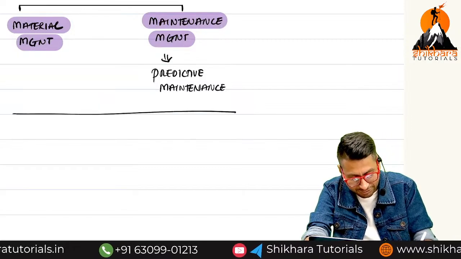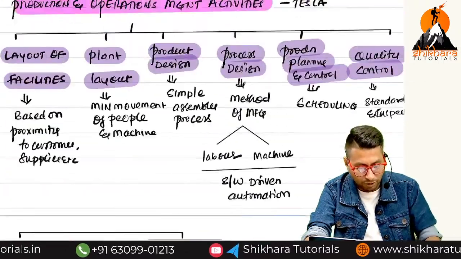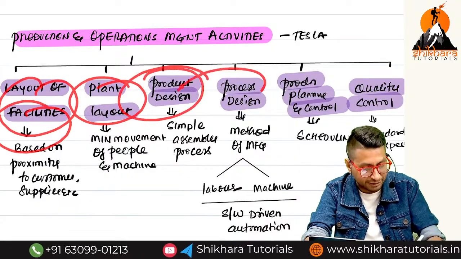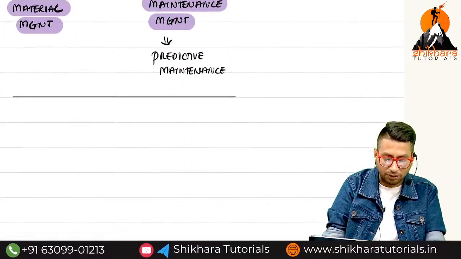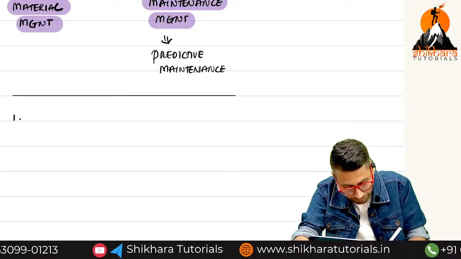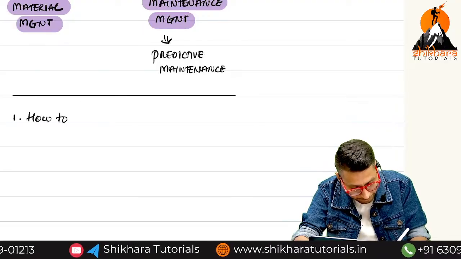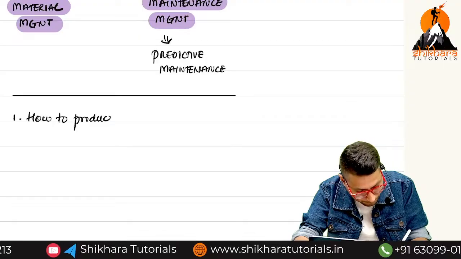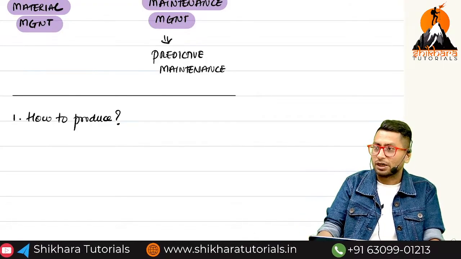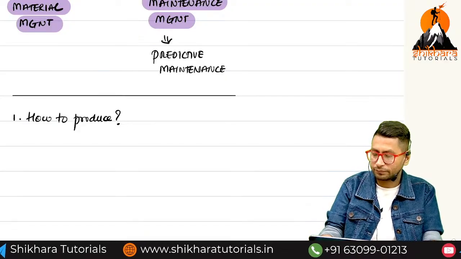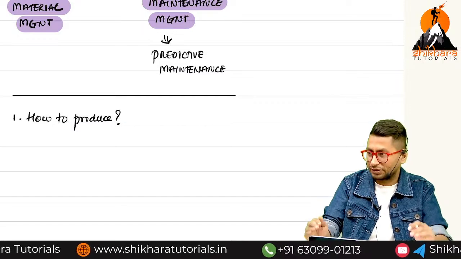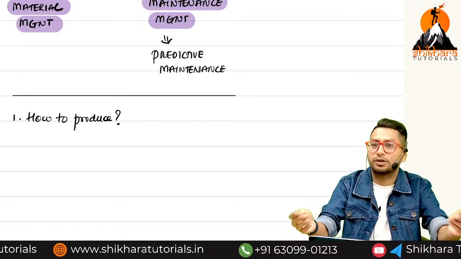Once I analyze my plant layout, facility layout, product design, and process design, after analyzing all these things I will come to know first how to produce. I will be able to get an answer to how to produce. How to produce means how should I produce the goods.